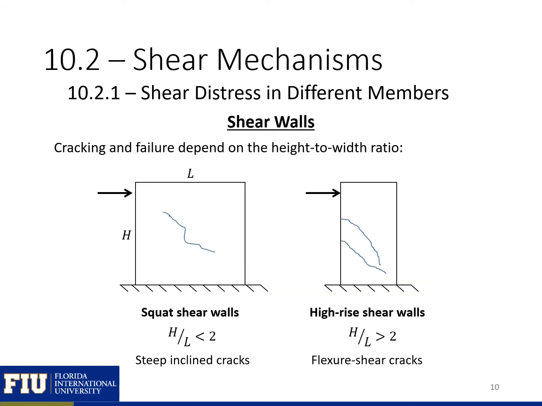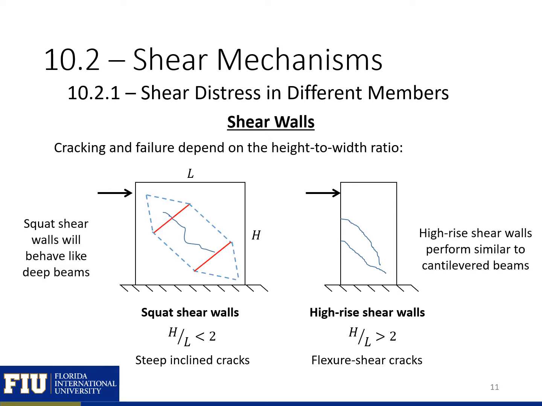Another type of shear critical element is a shear wall. The cracking and failure of a shear wall is dependent on its height to width ratio. If we have an H over L less than 2, we have a squat shear wall, and this will behave like a deep beam member. If we have a high-rise shear wall, where we have an H over L greater than 2, we'll see flexure shear cracks. So this will behave more like a beam element with typical shear.